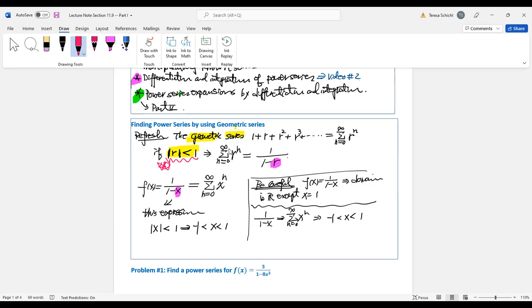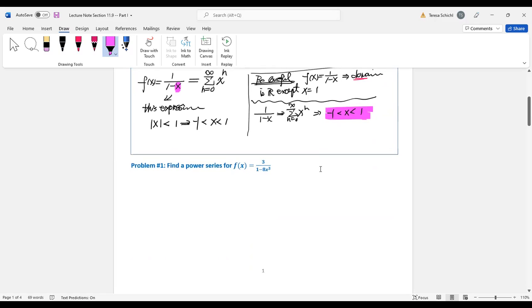In general, if you just give me the function 1 over 1 minus x, I know the domain is all real numbers except x equal to 1. But if you want to express this as a power series, it's only going to work when x is between -1 and 1, because for the geometric series, the absolute value of r has to be less than 1 in order to converge. Okay, so after this, it will be pretty easy.